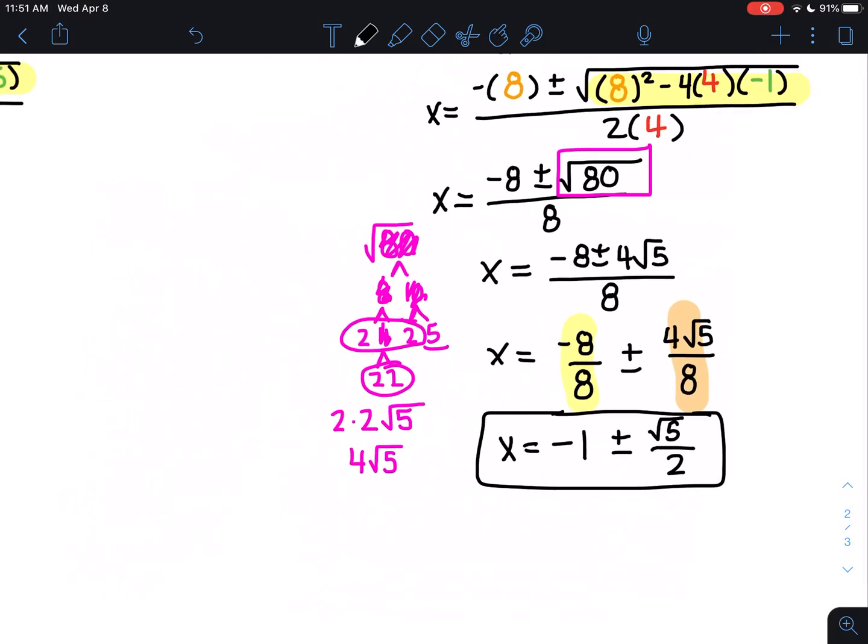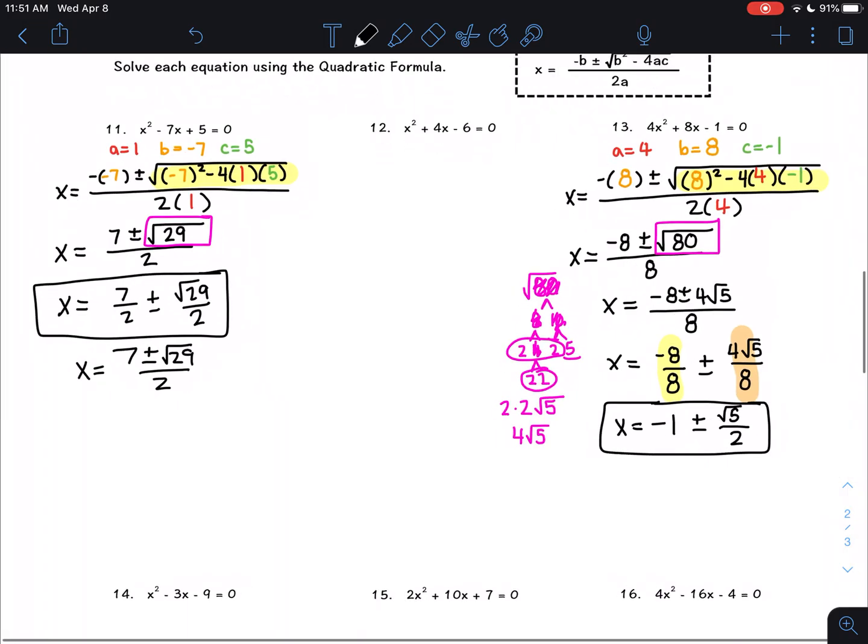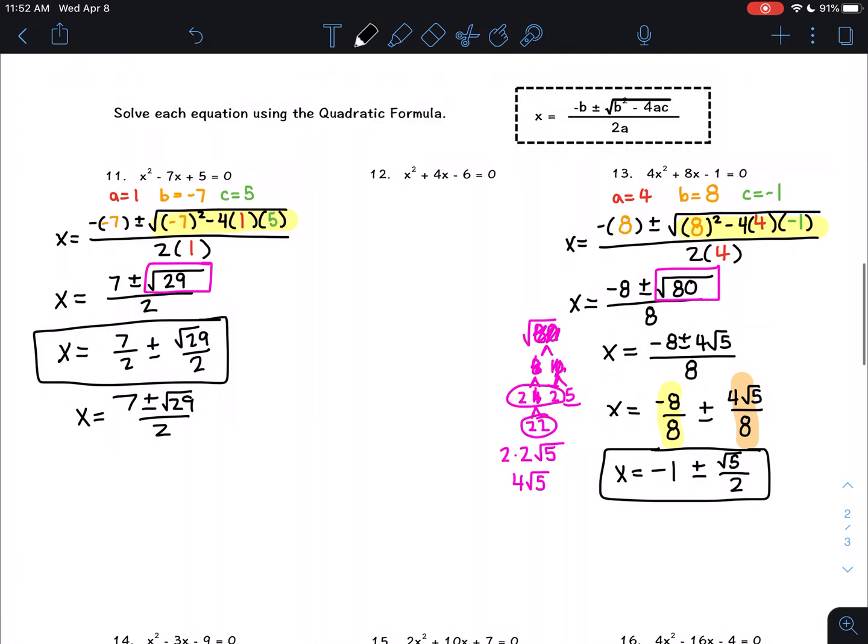All right, so make sure you're practicing not only using our quadratic formula, but then simplifying our radicals. If you need any help, make sure you are sending us messages and asking questions. This is something you just got to practice over and over again.